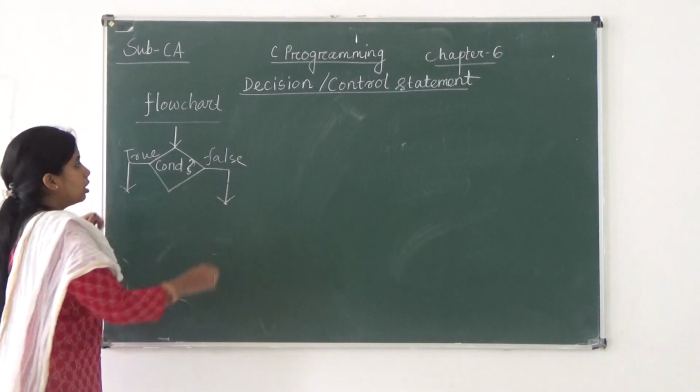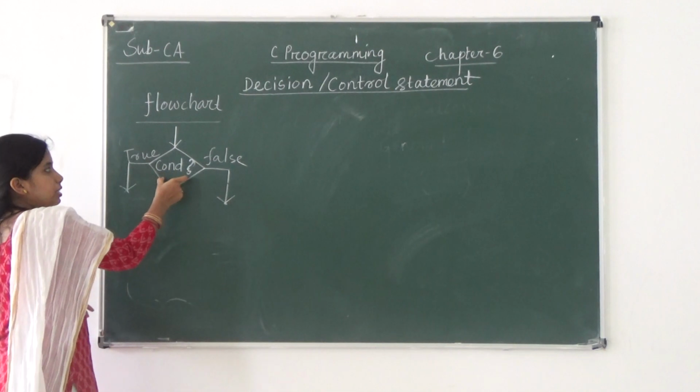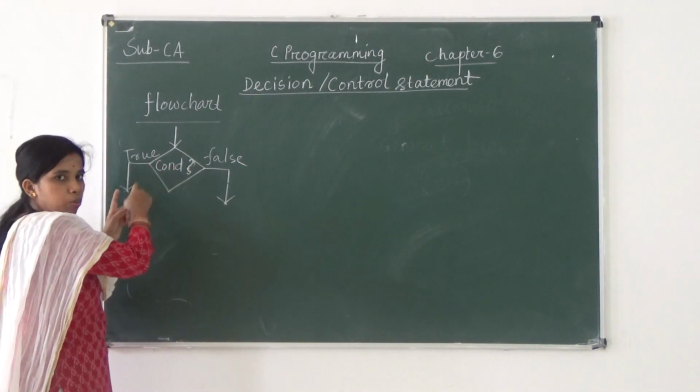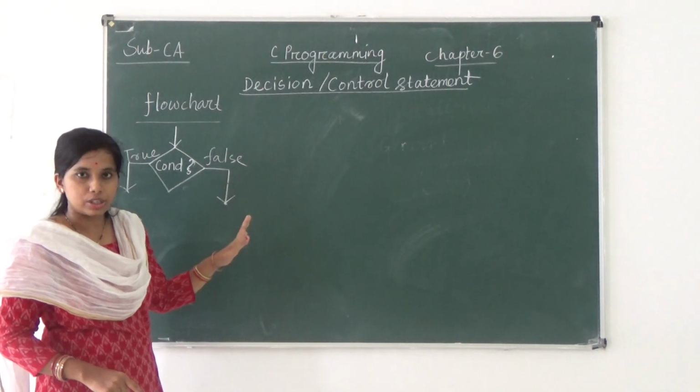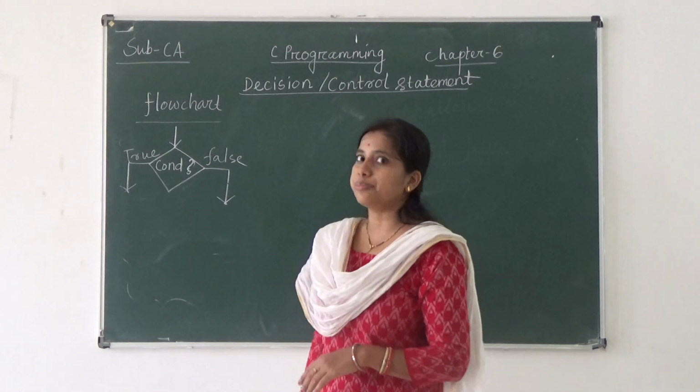So that means it is just like a branching, where from this condition part or from this rhombus we are having two branches, one true, another is for false. So this decision statement or control statement is also known as branching.